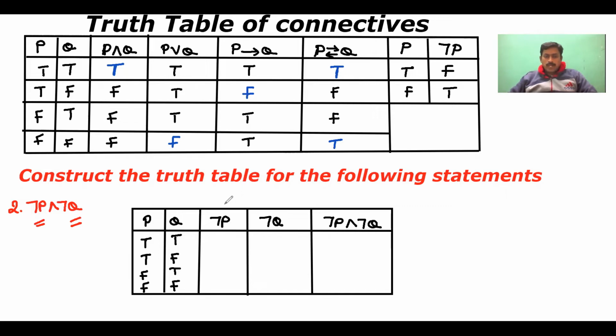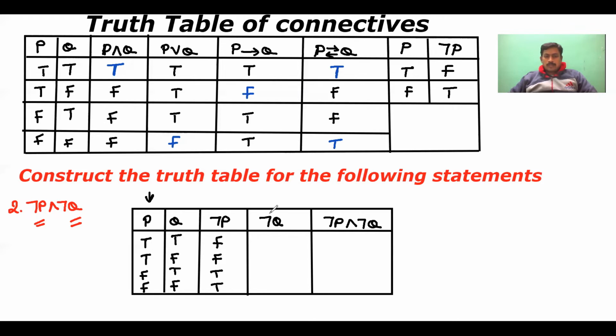First we are going to write not P. So to find the not P, take P, apply negation for this. T is given, it is F. Here also T is given, it is F. F is given, it is T. F is given, it is T.